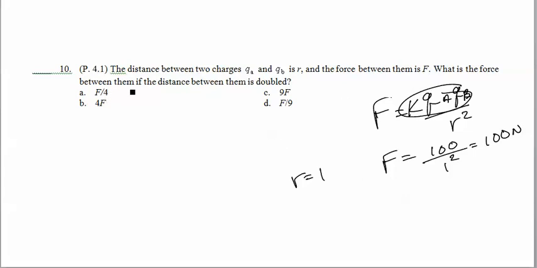It says, what if the distance between them is doubled? So now let's say, what if R is 2? Well, the number on top is still going to be 100 because all we're changing is R. But it's no longer 1 squared, it's 2 squared, or it's 4. So 100 divided by 4 is 25 newtons. So what happens? Well, the force is 1/4 of what it used to be.